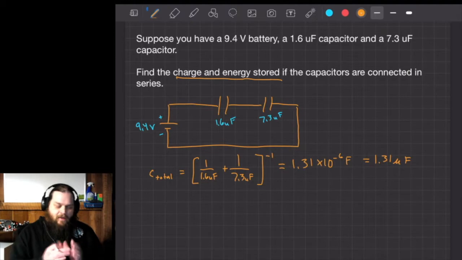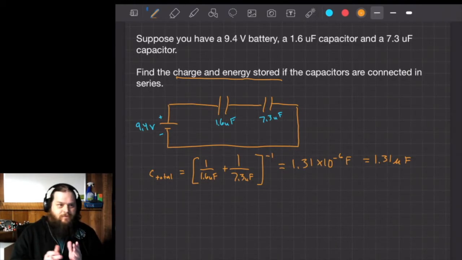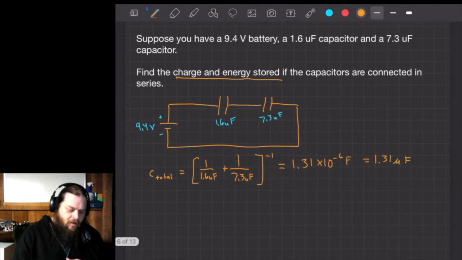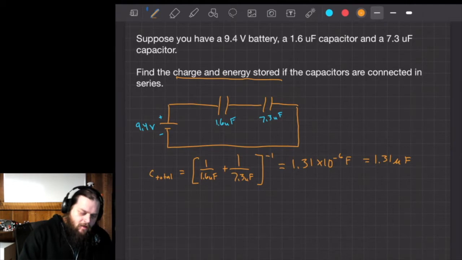So you see, by connecting those in series, all the values got smaller. They're not getting bigger when we add them in series. We're not adding capacitance to it; we're really shrinking the capacitance. When you add them in parallel, they'd get bigger, so you would just add up all the values. But now we want to find the charge and the energy stored in there.